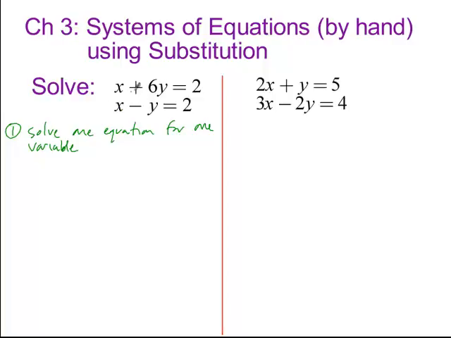It's probably going to be easier to solve for x's, and so I'm going to take this equation right here and I'm going to solve it for x. So if I take x minus y equals 2 and solve for x, I'm going to add y to both sides, and I get x is equal to 2 plus y. Once I get to this step, we move on to the second part of this, and that is to plug in this value into the other equation.